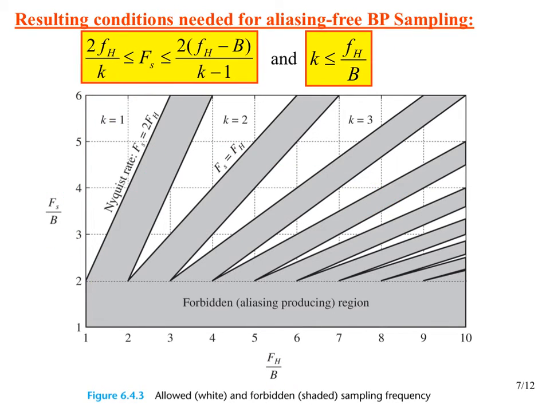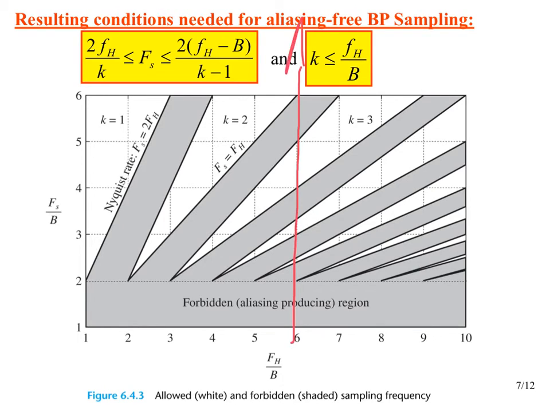So if we look at this, suppose we have Fh over b equal to 6. So that's the line where we have to operate, and we can see that there are multiple choices for Fs. Let me try to clear that up a little bit and draw that a little better. So suppose we're operating at Fh over b equal to 6. We must operate somewhere on that line.